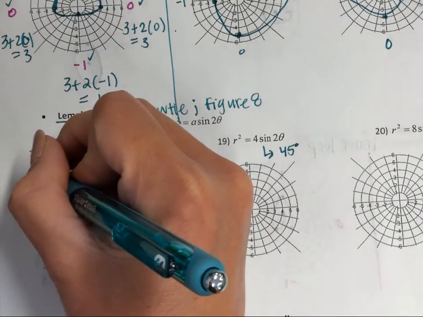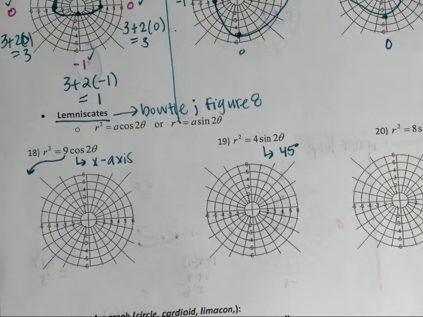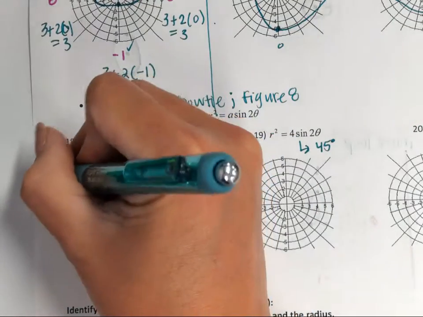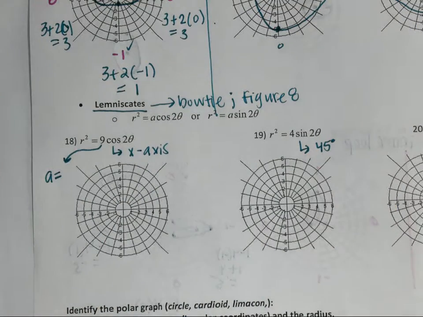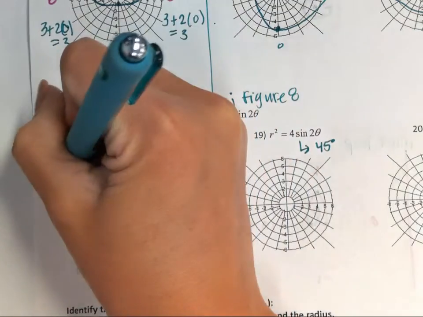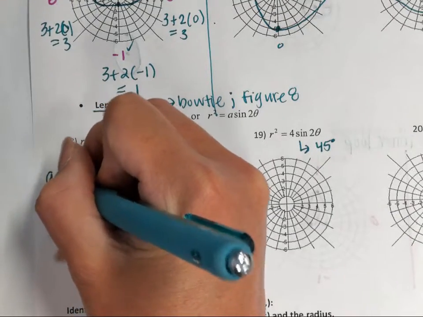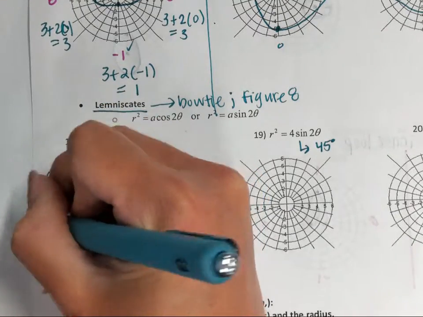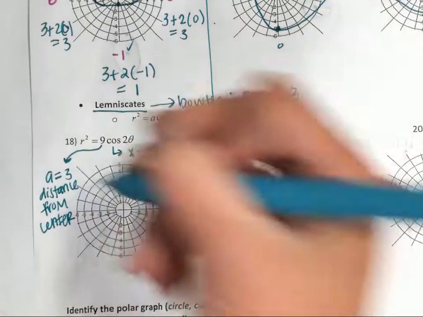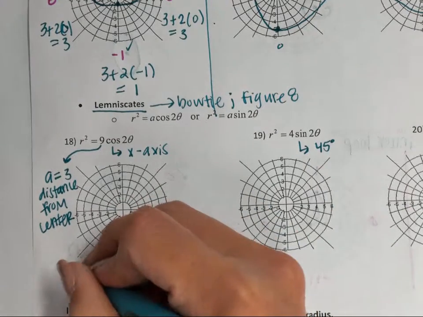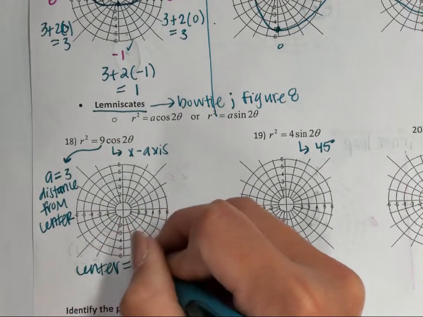This is going to tell us how far away from the center our bow tie is going. We just have to take the square root of it since it's R squared. So I'll let this be A. And the square root of 9 is going to be what? 3. That tells us how far from the center it goes. So distance from center. And it's symmetrical, so it's going to be on both sides of your center. And your center is always going to be at 0, 0. So center at 0, 0.